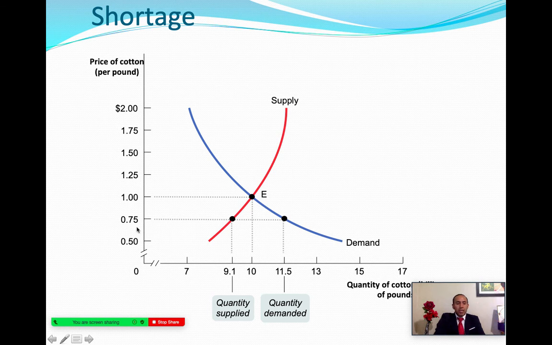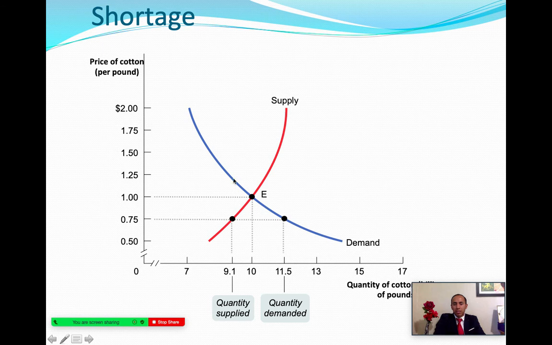What if the price is actually lower at 75 cents? Well, at lower prices, the quantity demanded by the consumer increases because they want to pay less and consume more. At lower prices, the quantity demanded increases to 11.5, and the suppliers are getting a lower price for their good, so they're supplying only 9.1. So now you have a mismatch.